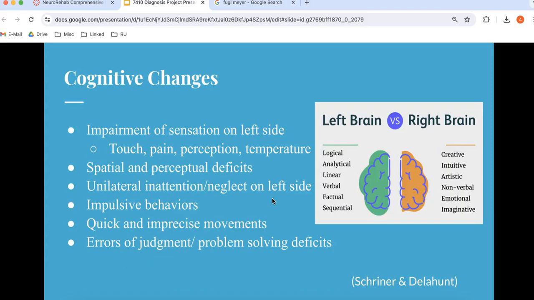Cognitive changes include impairment of sensation on the left side, which are touch, pain, perception, and temperature, spatial and perceptual deficits, unilateral inattention or neglect on the left side, impulsive behaviors, quick and imprecise movements, and errors of judgment or problem-solving deficits.